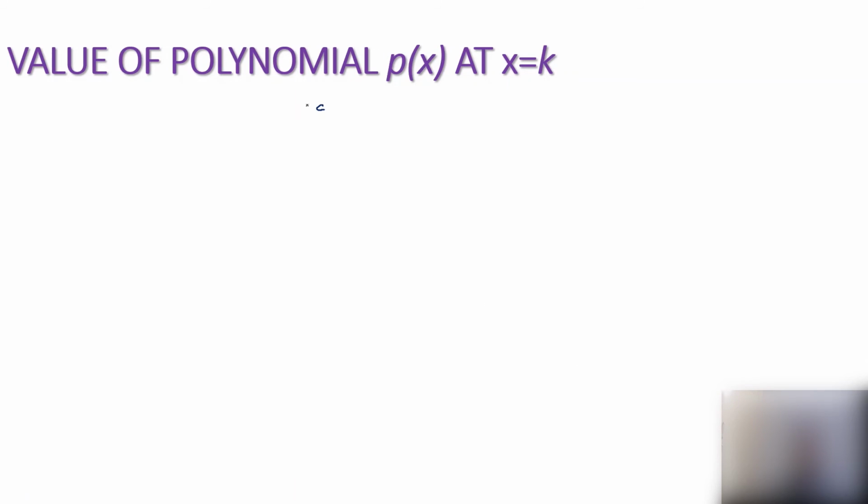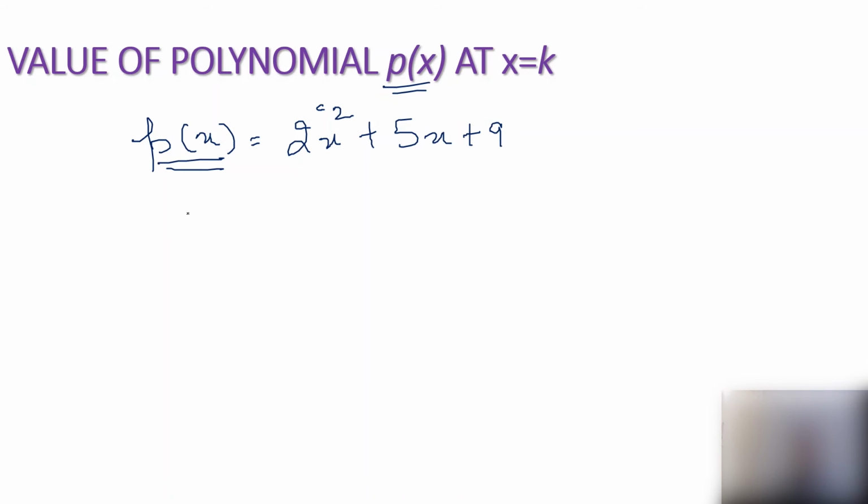Next is the value of a polynomial p(x) at x is equal to k. What is the value of a polynomial? Let us consider p(x) is equal to 2x square plus 5x plus 9. And we are supposed to find the value of this polynomial at x is equal to k. Nothing special, you just have to put x is equal to k. We will be getting 2k square plus 5k plus 9.